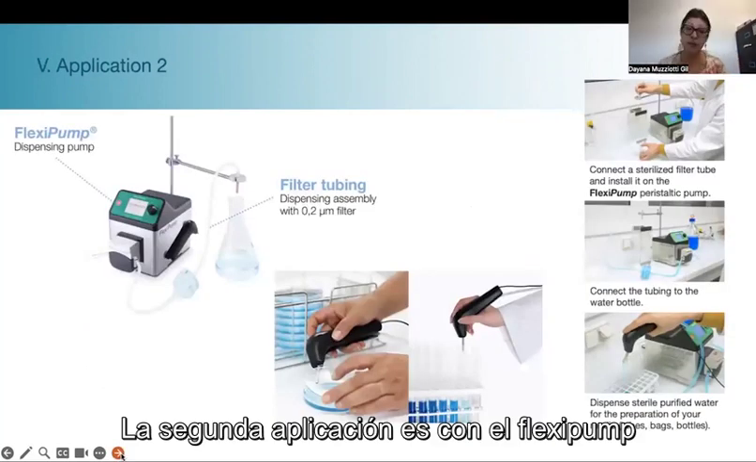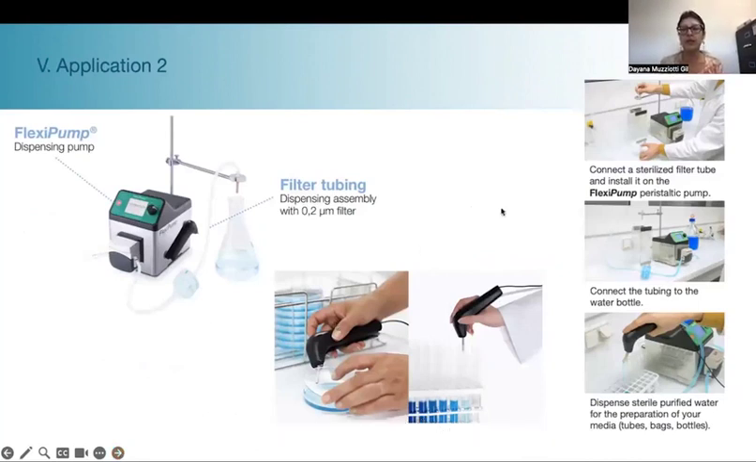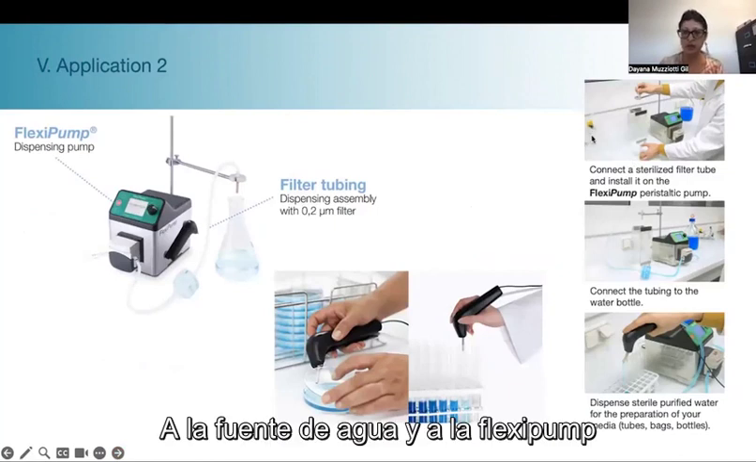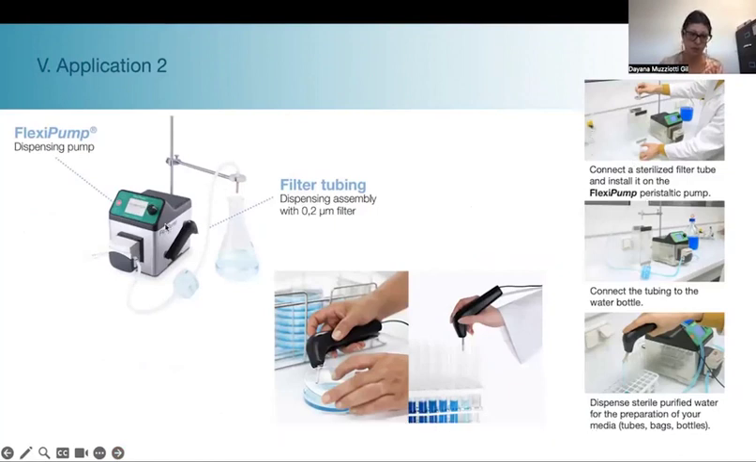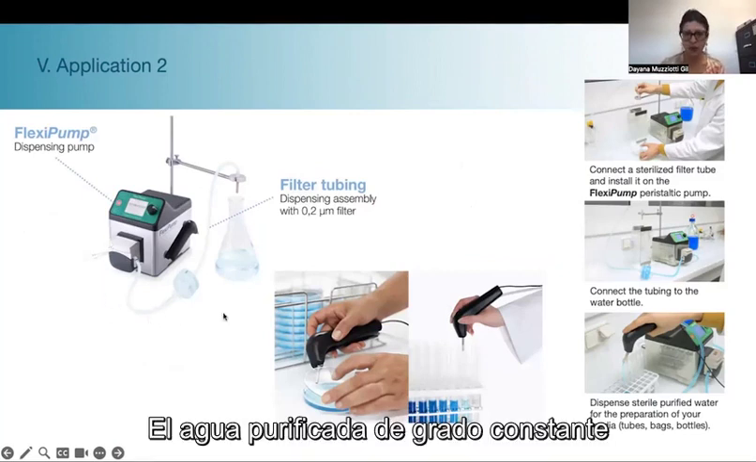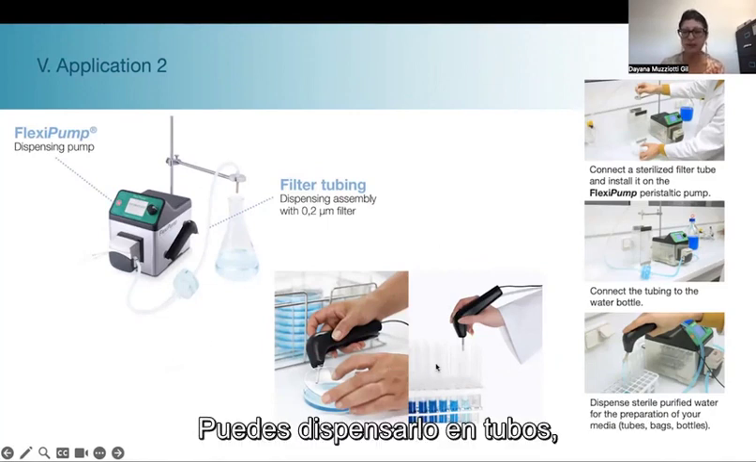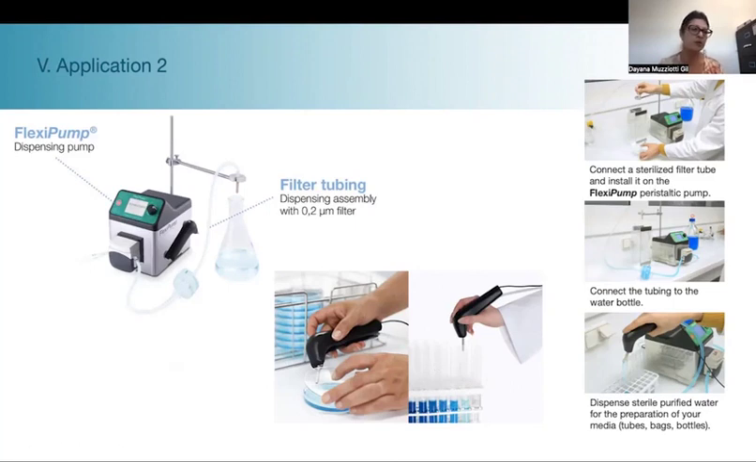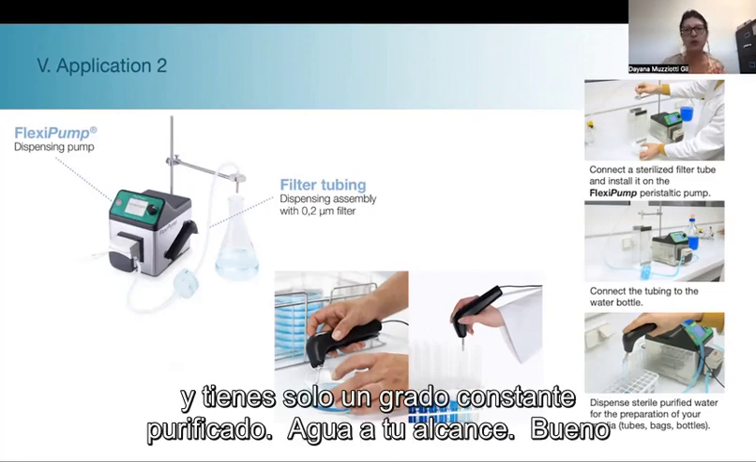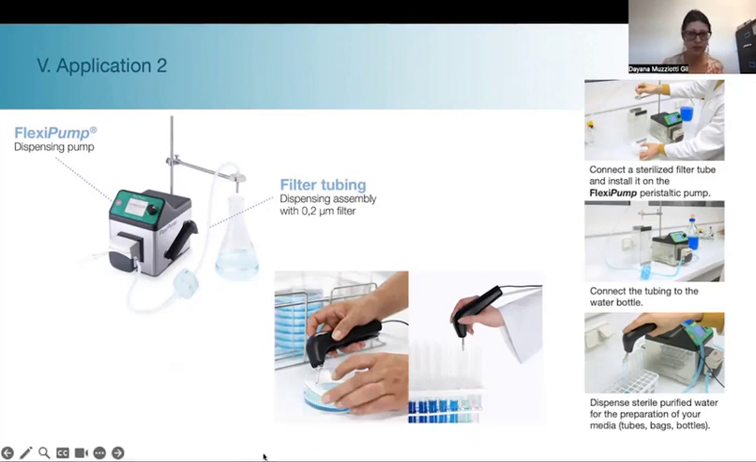Application 2 is with the FlexiPump. So right here, you just connect the sterilized filter to the water source and to the FlexiPump, like I'm showing right here. Then once you have this, you just start to dispense the sterile grade purified water produced by the Steady Water, as I'm showing right here. You can dispense it in tubes, bags, bottles, and you have sterile grade purified water at your fingertips.